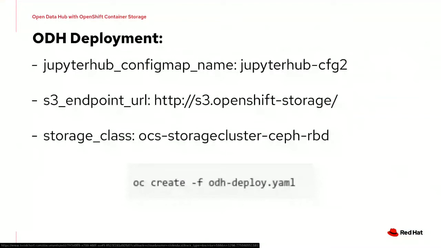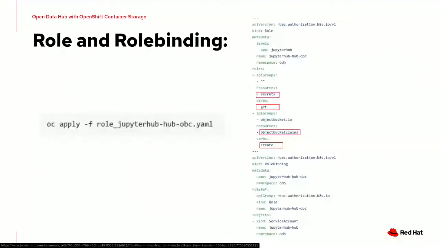Then we will deploy Open Data Hub itself with some specific configuration. Here we will use this custom config map that we created before that will do all the things I explained. We will enter the S3 endpoint URL. So if you have deployed standard OCS, it's as simple as S3.OpenShift-storage, which is the namespace in which OCS is deployed. And we will indicate the storage class to use when creating PVs, standard PVs for users. Okay, so of course here is the command line for the code that is available in the repo.